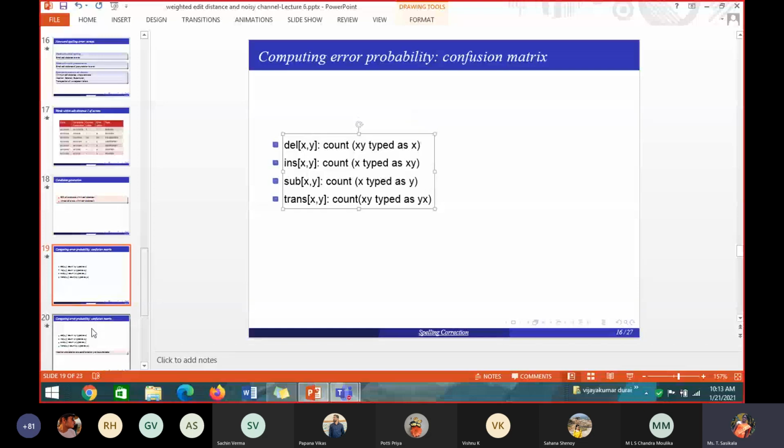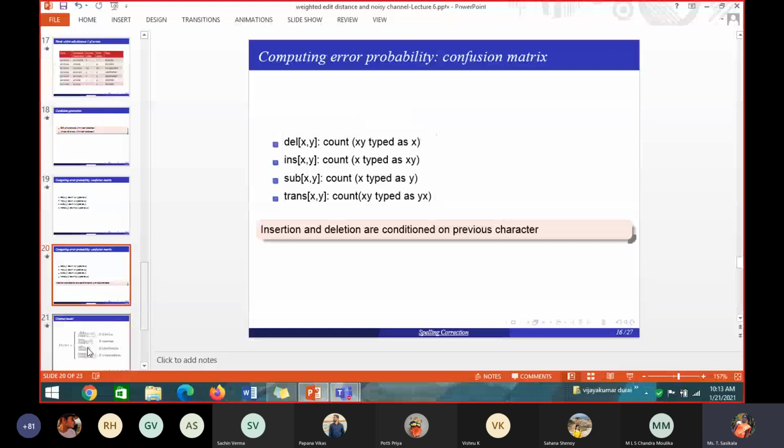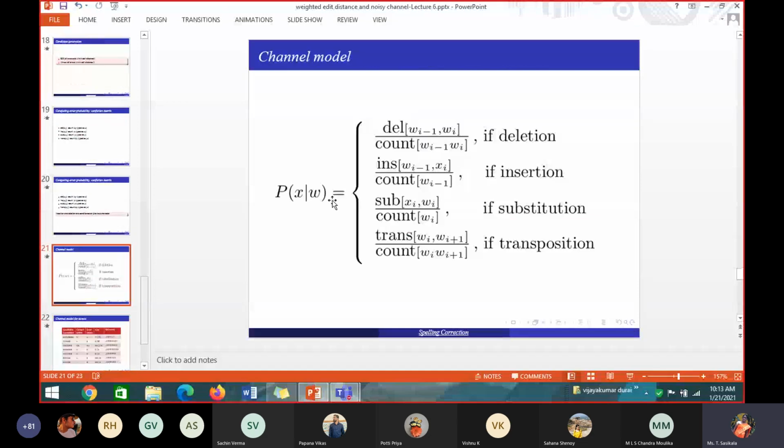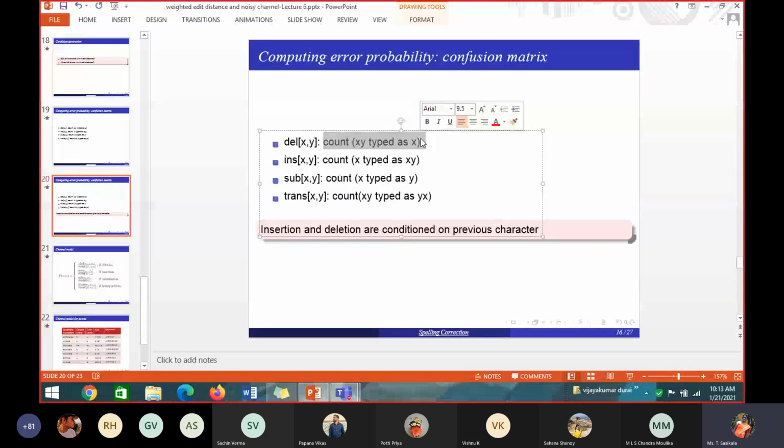So how to calculate the probability? I have to calculate probability of X given W into P of W. First we will calculate P of X given W. For the formula for X given W, there are 4 operations: deletion, insertion, substitution and transposition. What is deletion? Count of XY typed as X. So for deletion, you have to count X and Y.